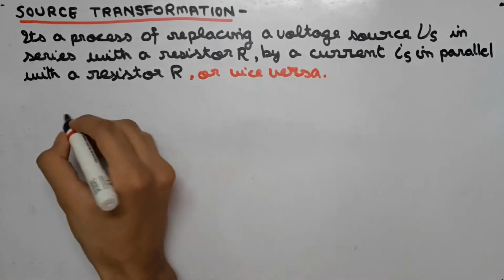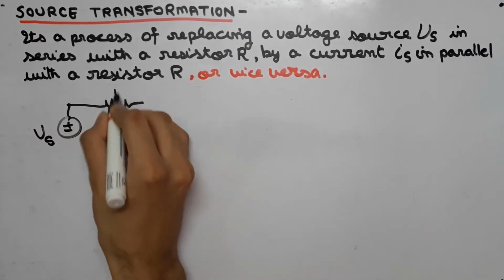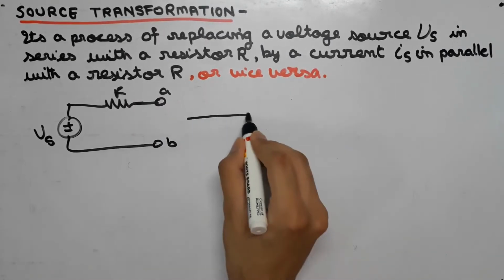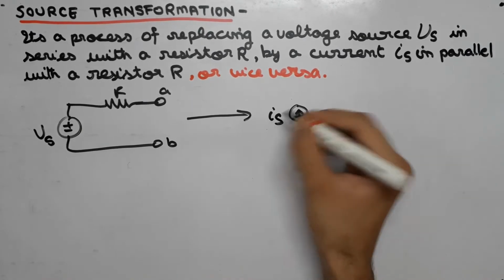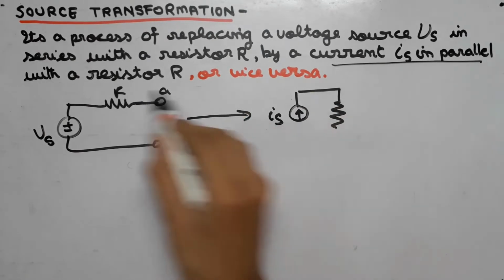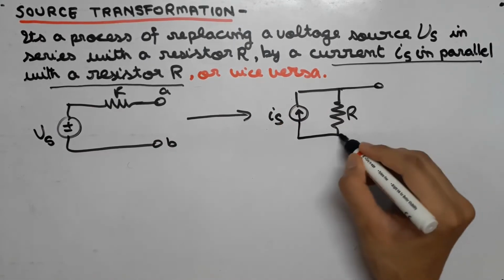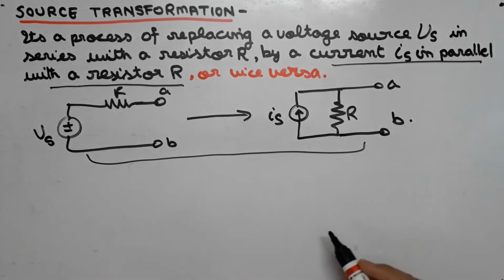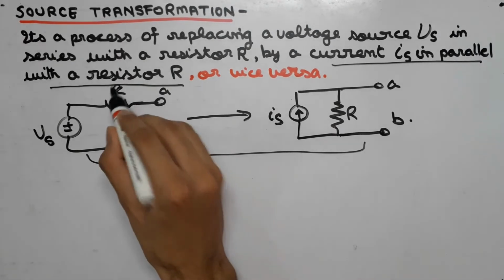That is, this means that suppose we have a circuit in which we have a voltage Vs which is in series with a resistor R across the terminals A and B. Now we have to convert this circuit into this form, which includes Is instead of Vs. That is, we have Is which is in parallel with resistor R across the terminals A and B. Now guys, this is source transformation, that is we have converted Vs into Is across the same resistance R.